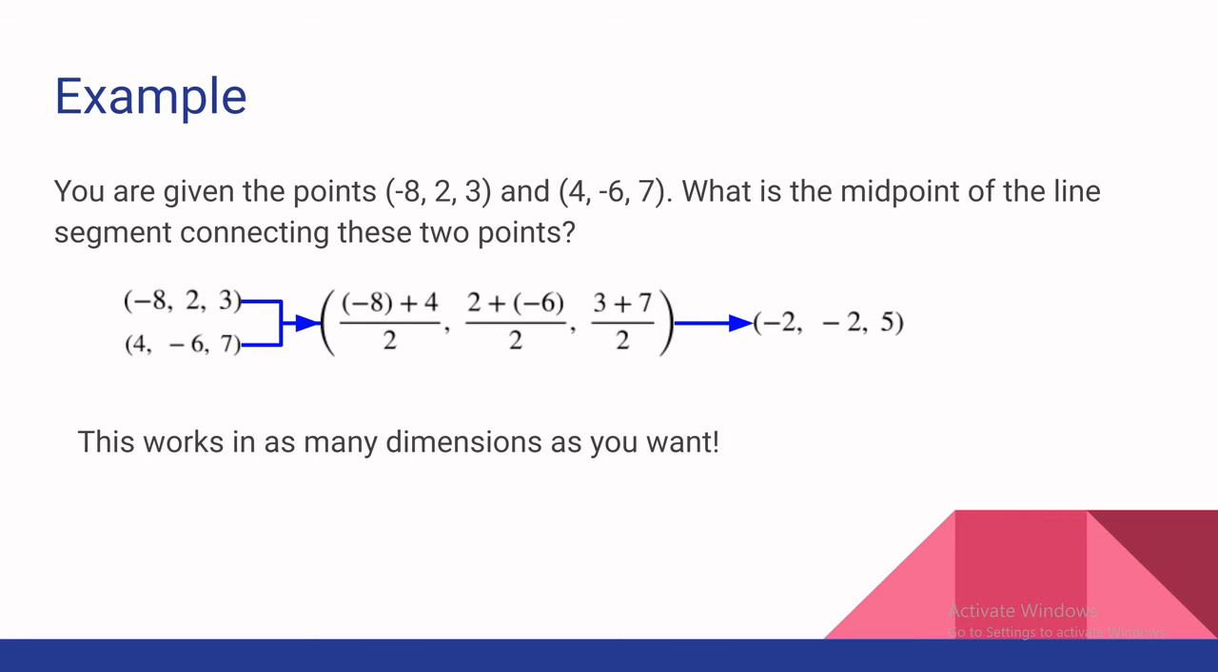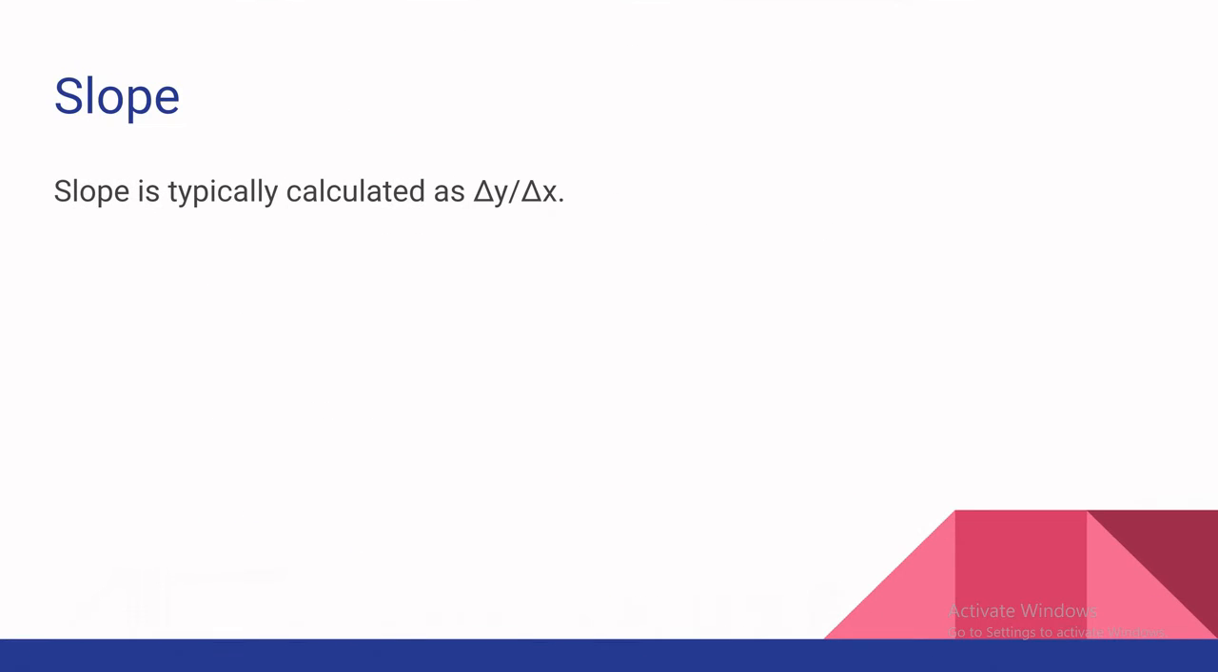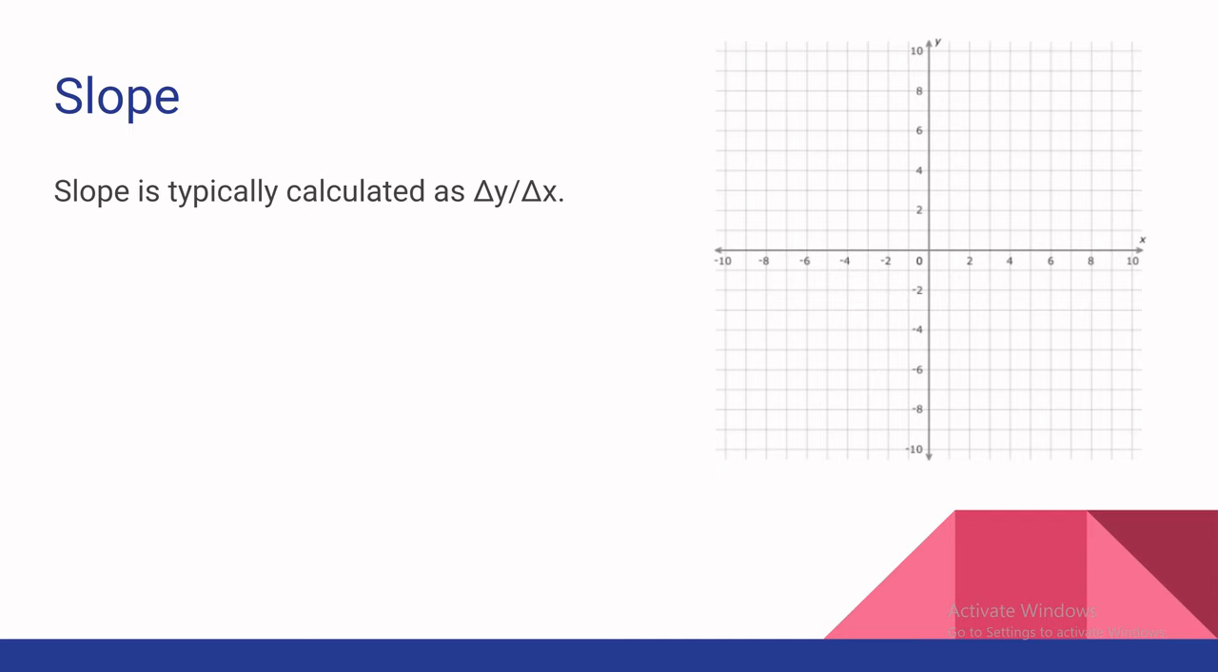You can bring this up to 4 numbers in the coordinate. You can even bring it up to 5, although I wouldn't see the practicality of that since you couldn't even graph it. Now looking at slope. So slope is typically calculated as delta y over delta x, meaning change in y over change in x. An easy way to remember this is rise over run, as we'll see here.